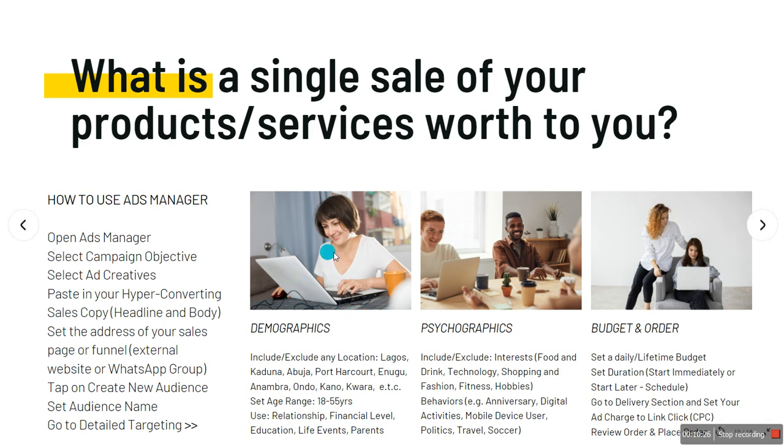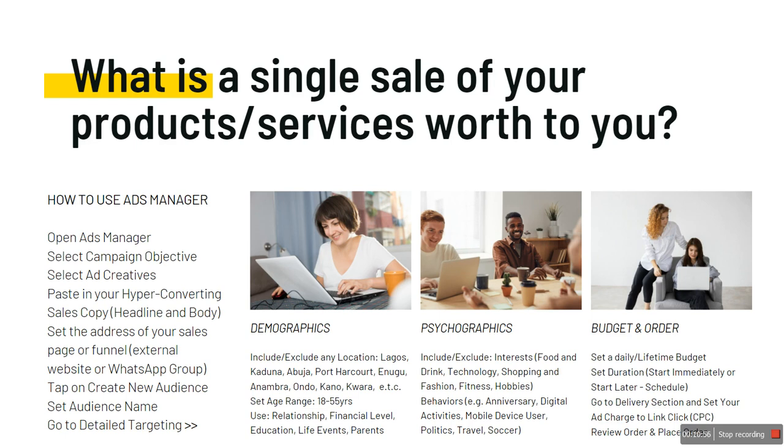The next thing here is the psychographics, like the way your customers think. How do they think on mobile? When you talk about how they think on mobile, you need to look at their interests. People who are foodies, people who like food, they like drinks, they like technology. People like me like technology. Shopping, people like shopping. Ladies who are so obsessed with shopping.